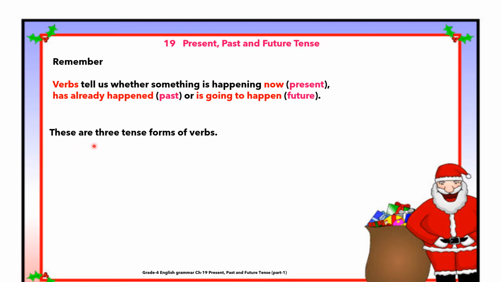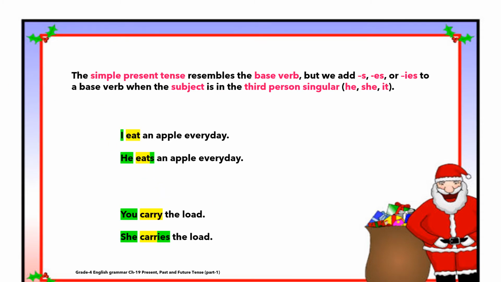Now, there are three tense forms of verbs. They are simple present tense, simple past tense, simple future tense. Now, let's see these one by one. Children, in simple tenses, the verb simply indicates an action in the present, past or future. First, we will see about simple present tense.